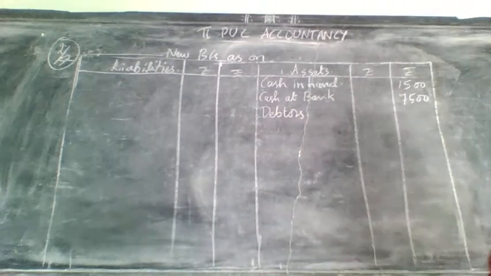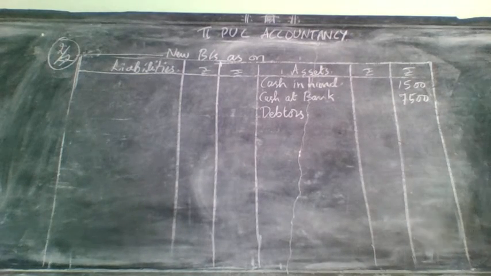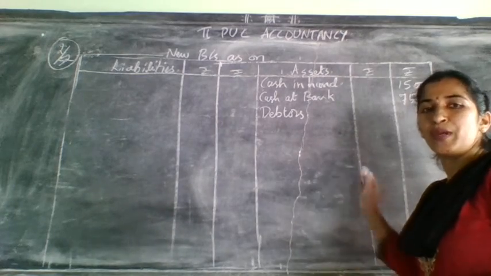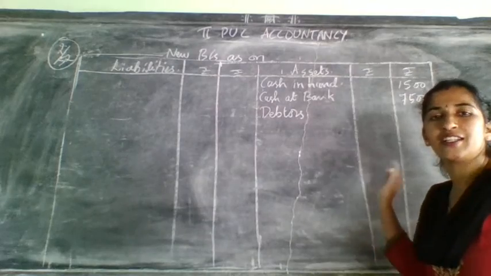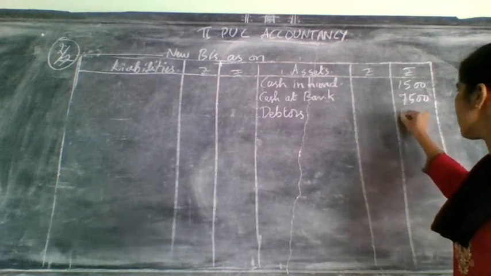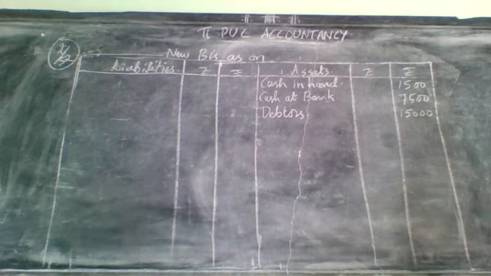Next we will move on to the next asset, that is debtors. What is the debtors amount? 15,000. Check in the revaluation account whether they have given any adjustment for debtors or not. No adjustment. Debtors is adjustment free here. No provision for bad debts is given here. So debtors you can write directly in the outer column, that is 15,000.